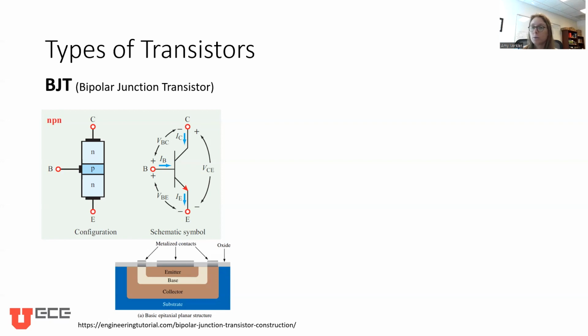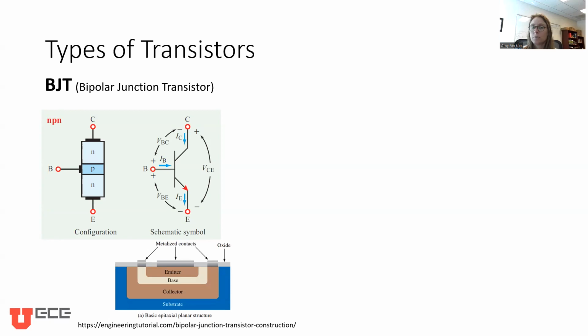Notice each terminal has a name: the base, collector, and emitter. The emitter is the shared ground I showed in the previous image. The base is the input, and the collector would be essentially the output.